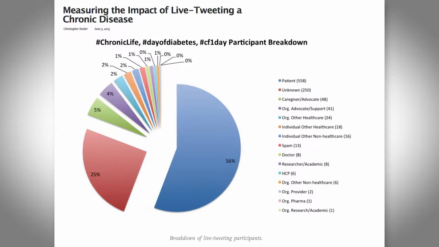On Twitter, something that we can do is called a chat. It means we sit around at 8 o'clock at night and say, let's talk about the topic, right? To filter that topic, we use a hashtag. The hashtag can be Day of Diabetes, for the people with diabetes. Can be CF, for cystic fibrosis. Can be RA, for rheumatoid arthritis, right?